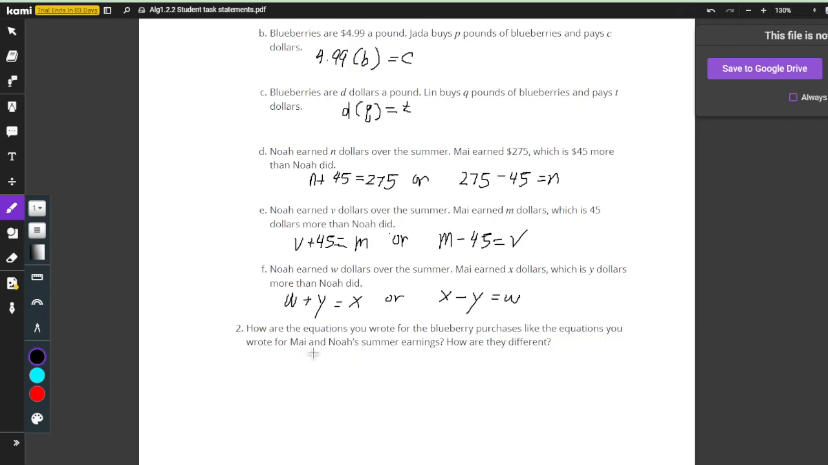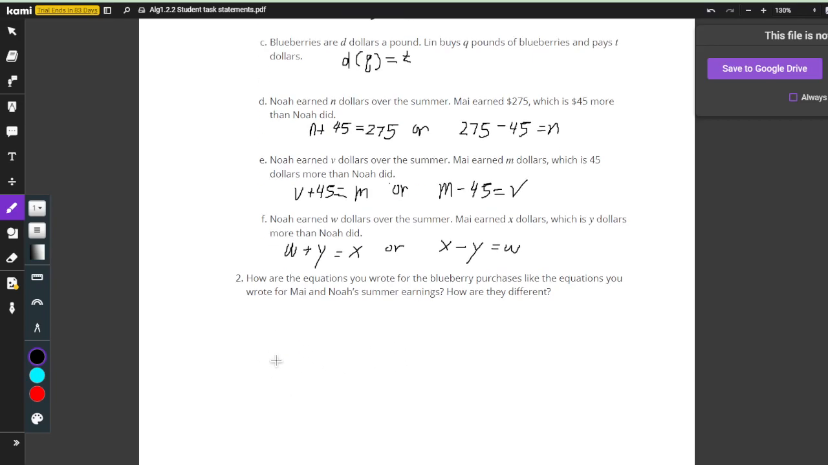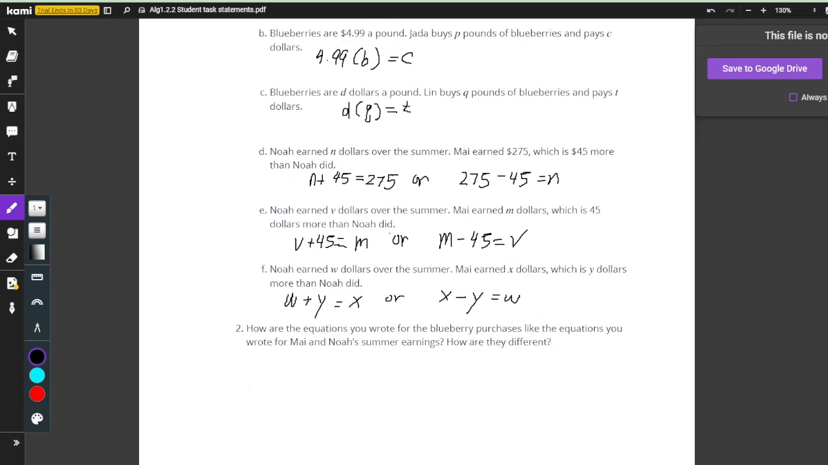Okay. So, how are the equations you wrote for the blueberries like the equations you wrote for Mia and Noah's earnings? How are they different? We are going to do both. How are they the same? Well, both of them use 3 values to calculate. They are also quantities. They all have a dollar amount and quantities. So I would say that it's about the same. They all use 3 values.